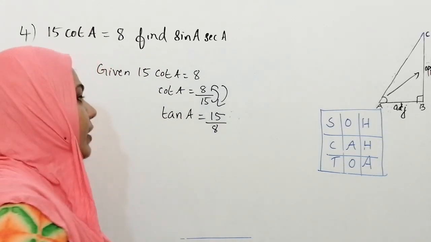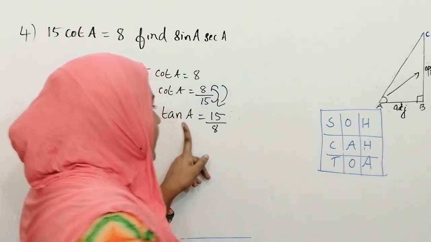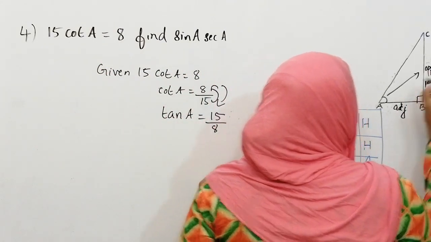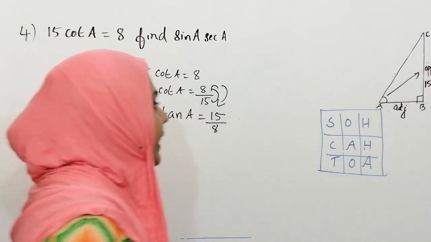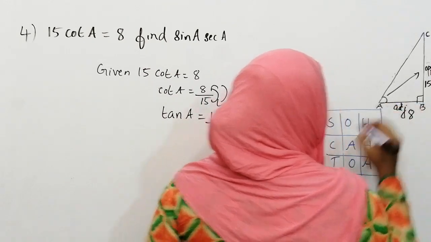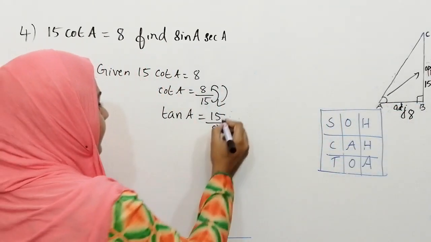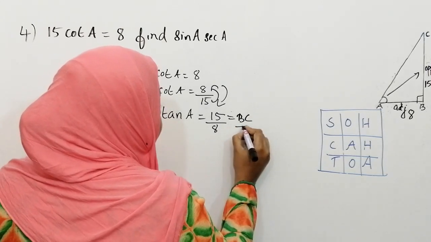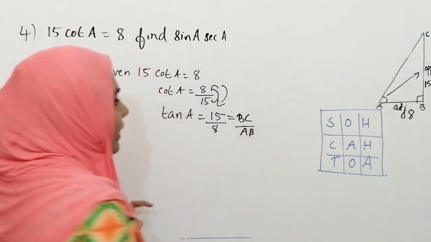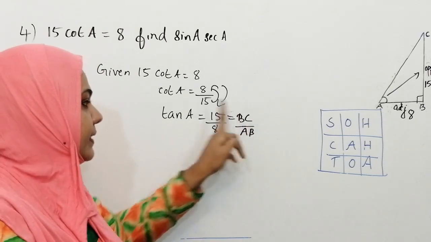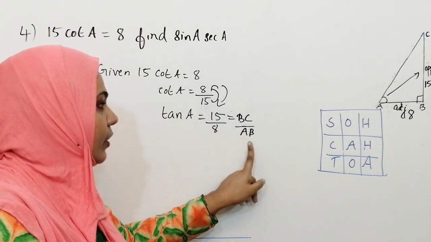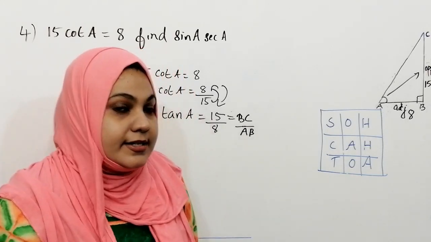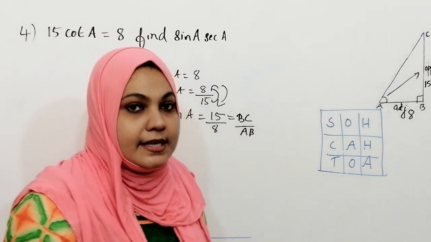So now we can substitute our value. What is the value for the opposite side? 15 is our value for BC and 8 is the value for AB. So that means 15 is equal to BC and 8 is AB. So we got the values. Measurement of BC is equal to 15. Measurement of AB is equal to 8. From this triangle, you can understand that one side is missing.